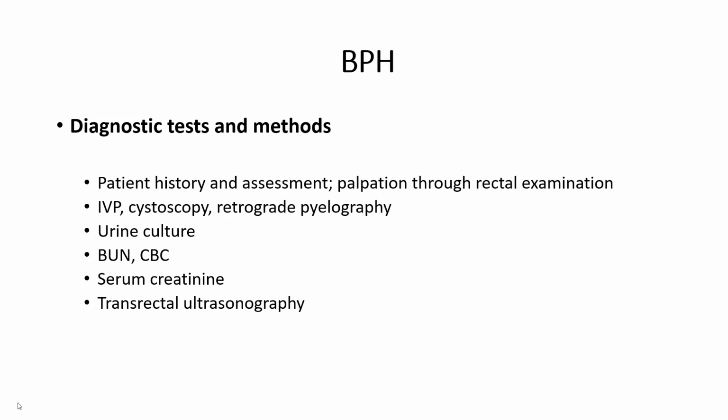Urine culture, urinalysis. We're looking to see infection. The BUN, we're trying to figure out kidney function. The BPH has this backup. The bladder outlet obstruction has now caused acute kidney injury. So we need to check a BUN. We need to check a CBC, look at infection. A creatinine will also check kidney function.